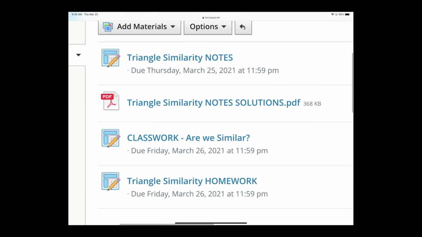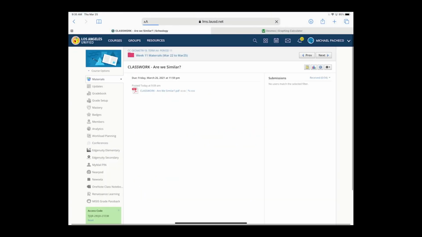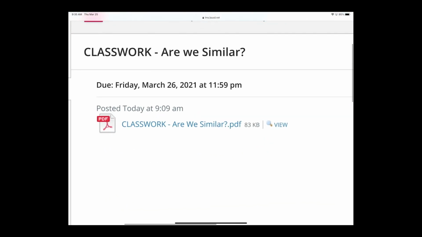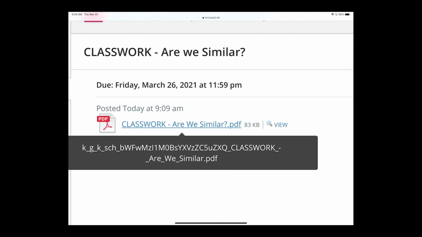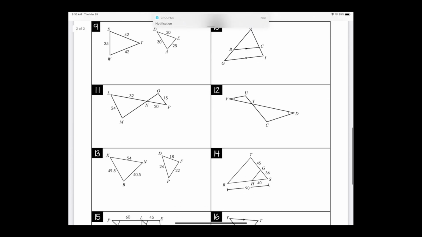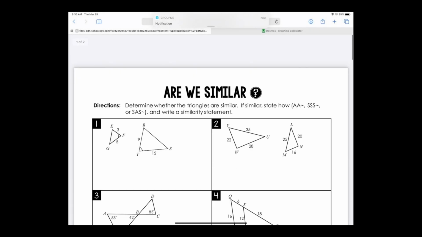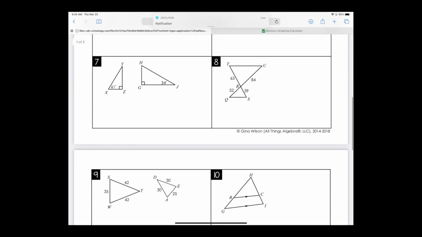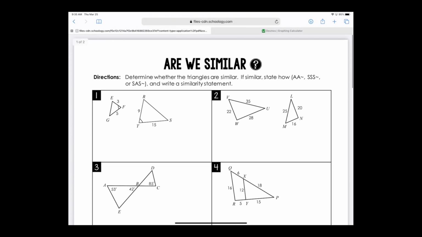And you look here and you see classwork: Are we similar? You can open it with Kami if you want to, or you can open it up here. It's just some problems. There are 18 problems, but only do 9. You guys hear that? Only do 9.